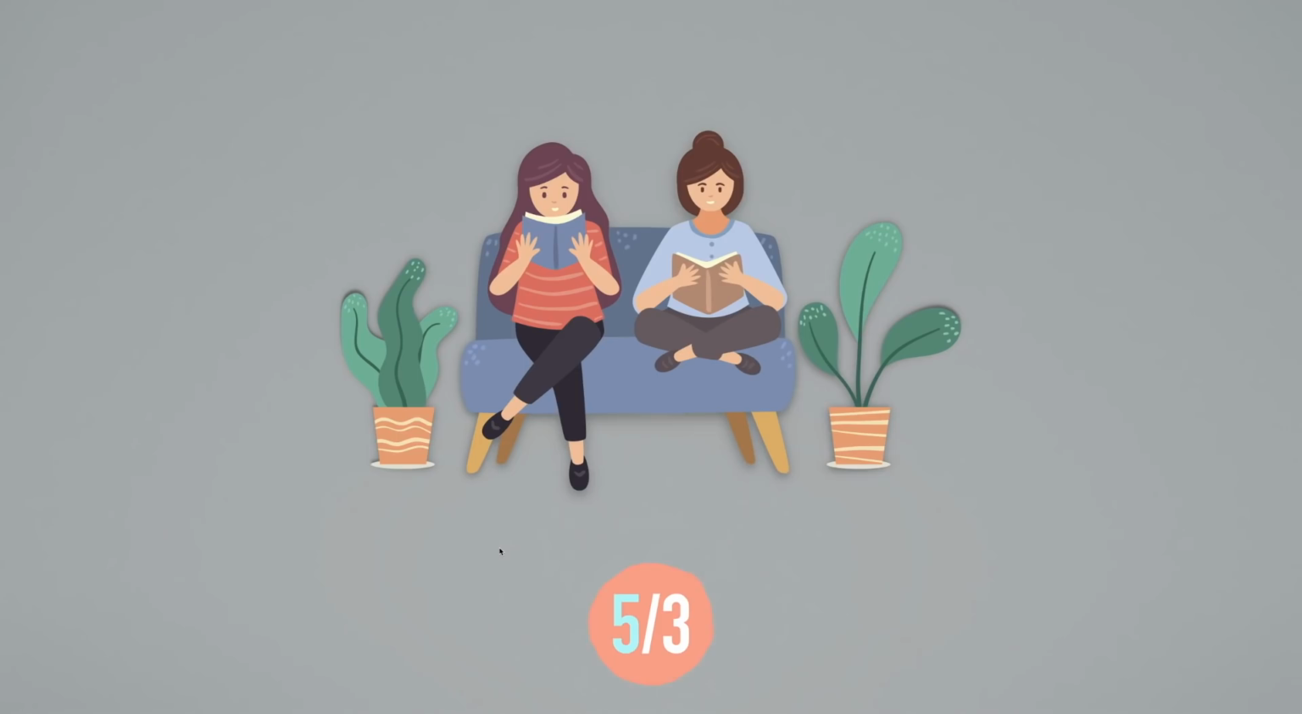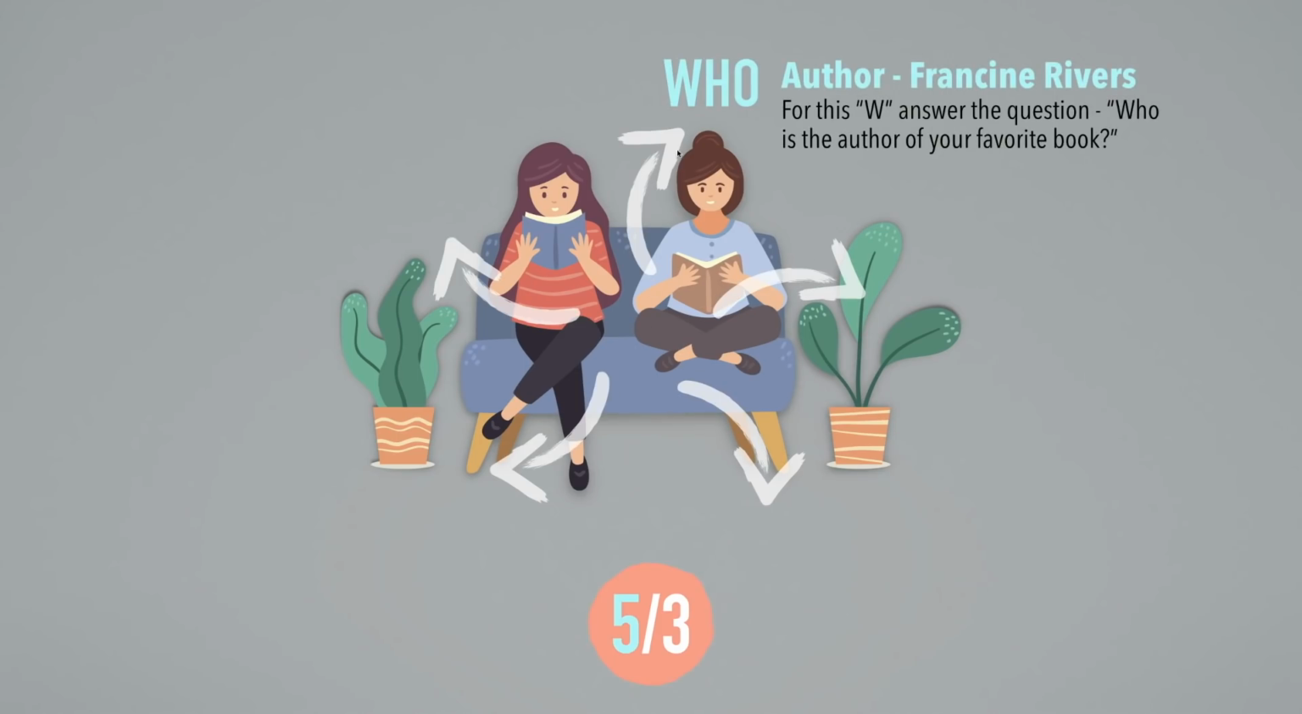So we're starting off with the 5 W's. The first W is who. So for this W, answer the question, who is the author of your favorite book? Well, the author of my favorite book is Francine Rivers.